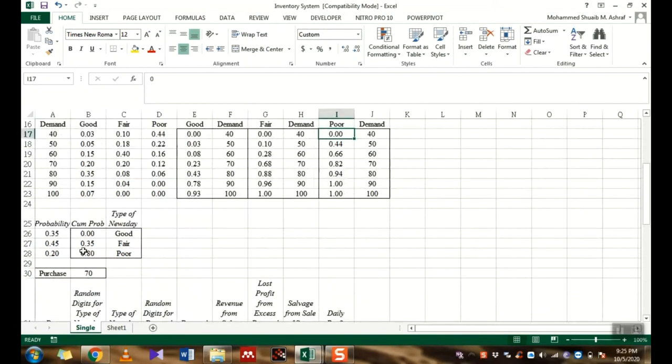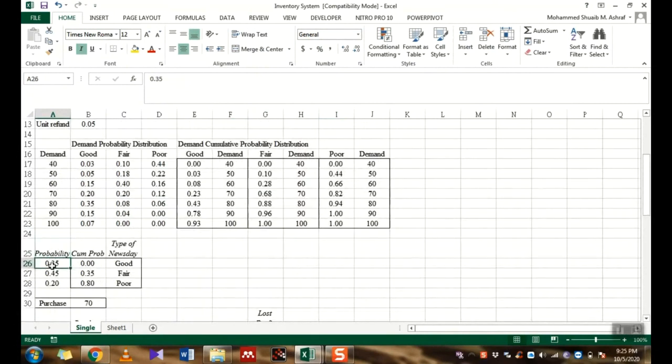Now for this table for the type of news day, probabilities are given, and we have computed the cumulative probability distribution starting with 0. This value will be this plus this, and this value will be this plus this. This is the type of news day: good, fair, poor.